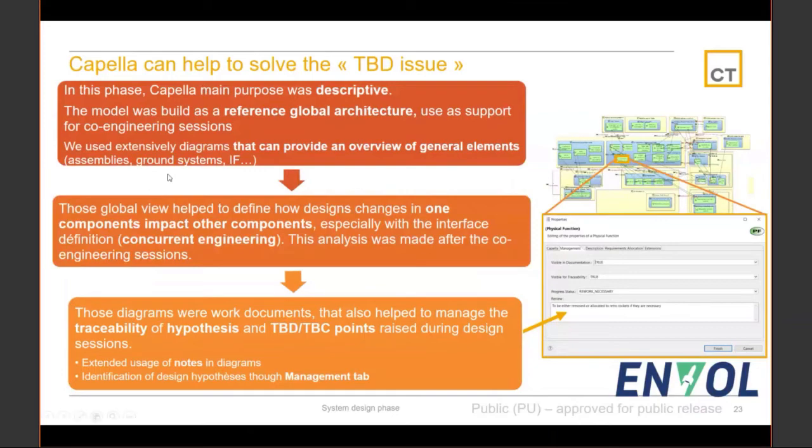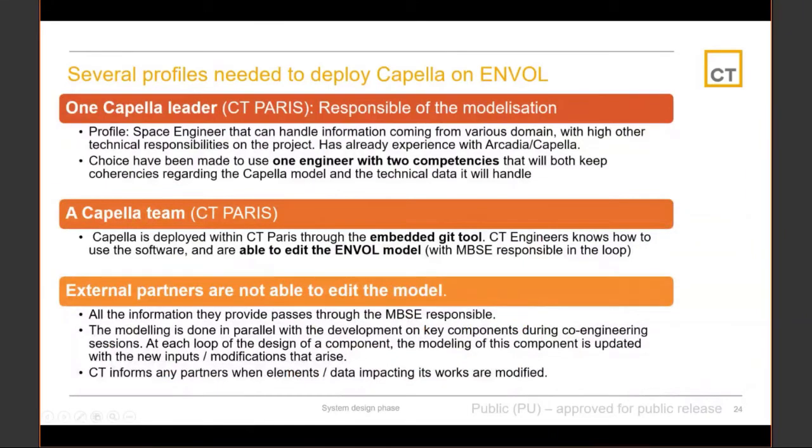To do that, the means that we have deployed are three main stakeholders. The first is a Capella leader from CT in charge of the modelization. We have chosen not to separate the modeling from other technical responsibilities on the system design. We wanted to have a space engineer that knows Arcadia, and not on one side a space engineer and on the other side a system engineer. We could afford that since we have several engineers that can do that in our office.